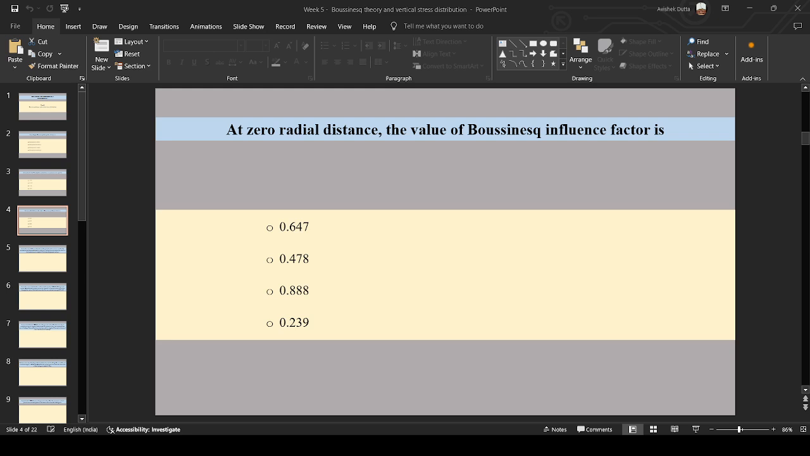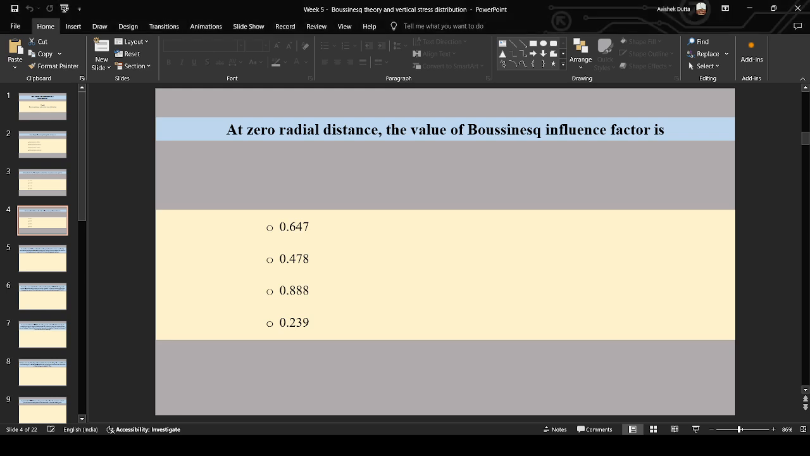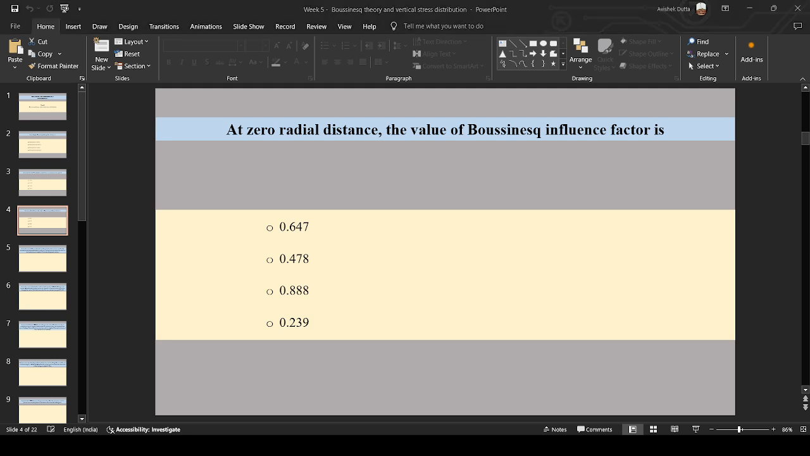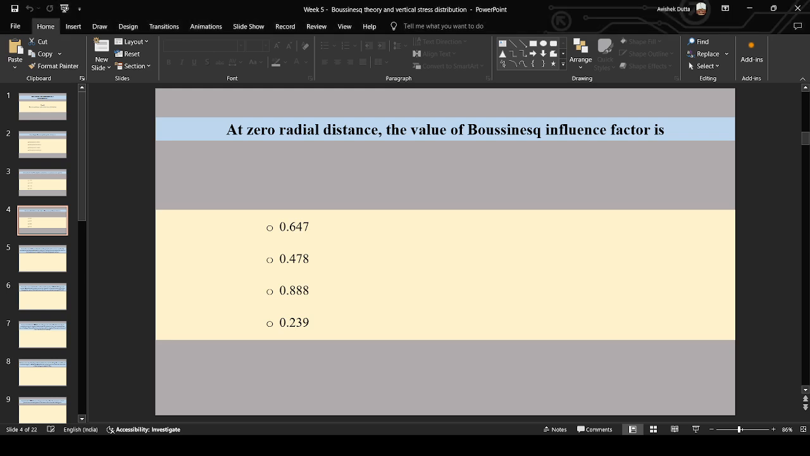At zero radial distance, the value of Boussinesq influence factor is. The options are 0.647, 0.478, 0.888 or 0.239. That means when the radial distance r equals 0, what is the value of the Boussinesq influence factor Kb?